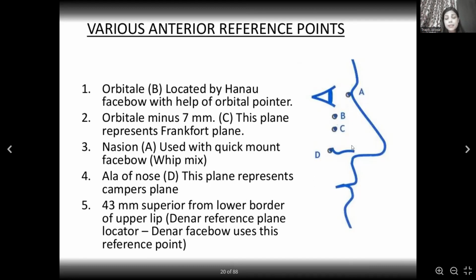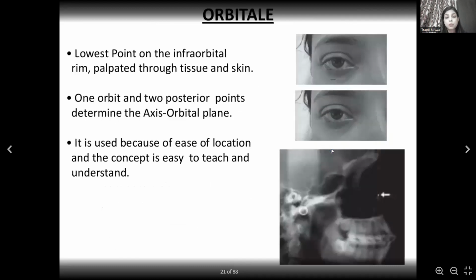Like while customizing the rims, we made the posterior portion of the rim parallel to the Camper's plane, that is, ala of the nose to the tragus of the ear. So the ala of the nose will act as an anterior reference point. And for the Dentatus articulator, we mark 43 mm superior from the lower border of the upper lip. So this anterior reference point is used by the Dentatus facebow.